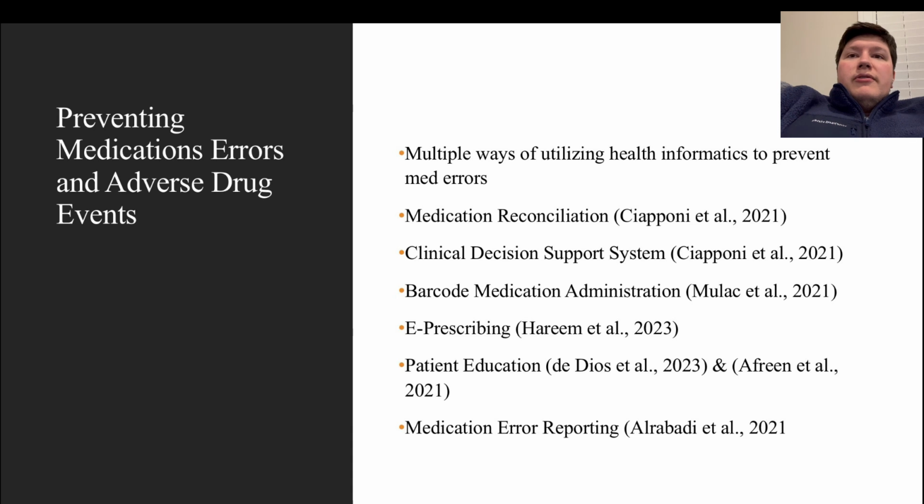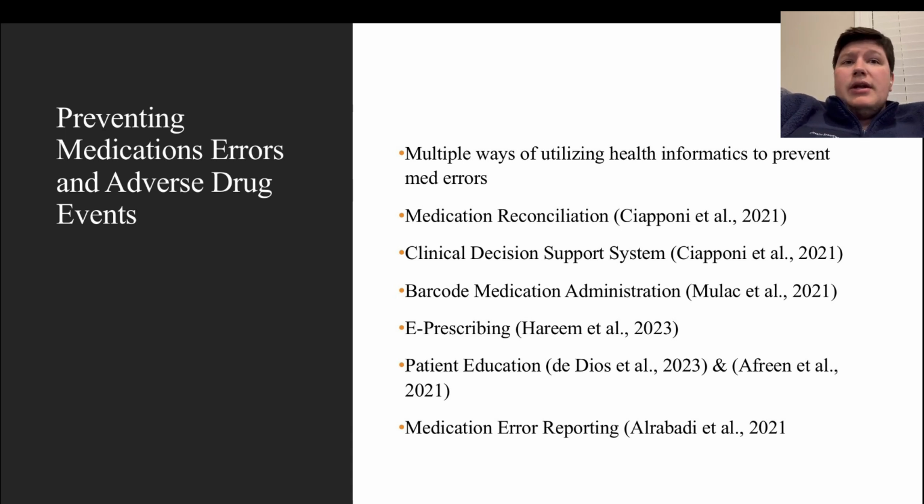So what are some ways that we can prevent medication errors and adverse drug events using health informatics? One of the big ways is medication reconciliation. So this is ensuring accurate medication records, particularly when it's performed by pharmacists and when those pharmacists are using medication databases. It's shown to reduce errors in hospitals. There's the clinical decision support systems. So these are usually embedded into electronic health records or MARs, and it can alert healthcare providers about potential medication risks and improve order accuracy.